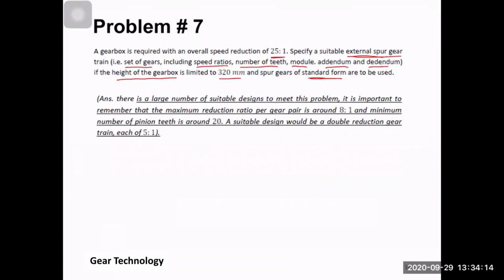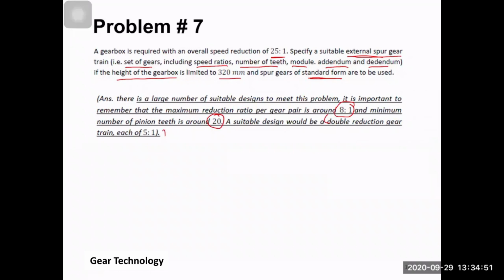There is a large number of suitable designs here in this problem, but it is quite important to remember 2 points. The first point is that the maximum gear ratio for spur gears is 8:1, and the minimum number of teeth on the pinion gear to avoid interference is greater than 17. So this means that we can assume it around 20. Then also here we can use what's called a double reduction gearbox or gear train with 5:1 each.